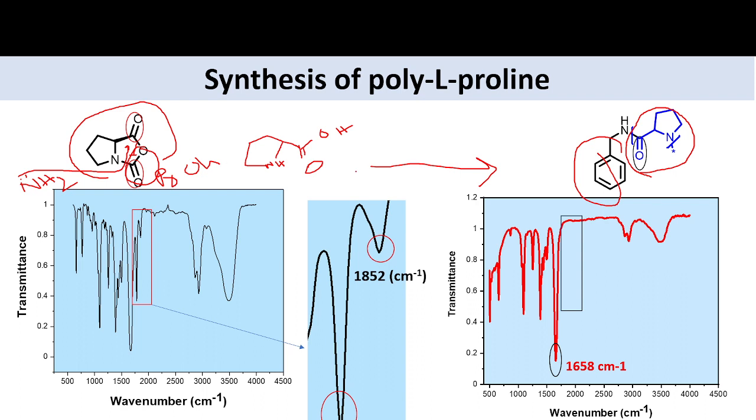So from IR spectroscopy we can identify the functional groups and how the functional groups change from the monomer to the polymer.